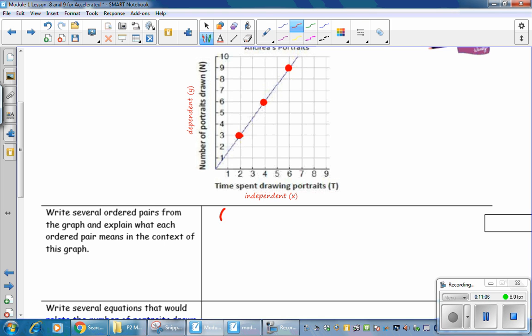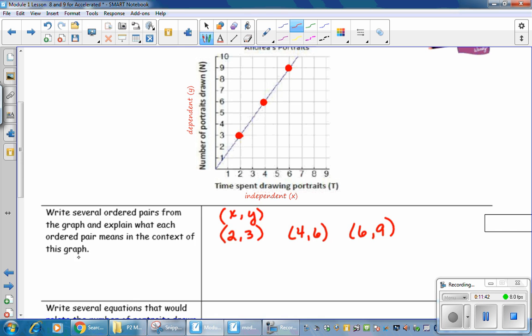And remember when you're writing ordered pairs that they are in the form of x and y. And yes, order matters. The x value always goes first. So our first ordered pair is (2, 3). And you always want to include parentheses around your ordered pairs so that you know that it is an ordered pair and not just 2 random numbers. Our next ordered pair is (4, 6). And our last ordered pair is (6, 9).